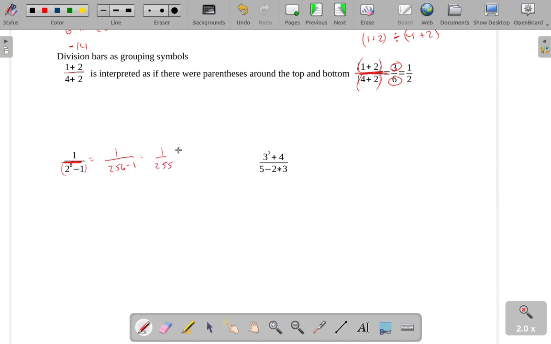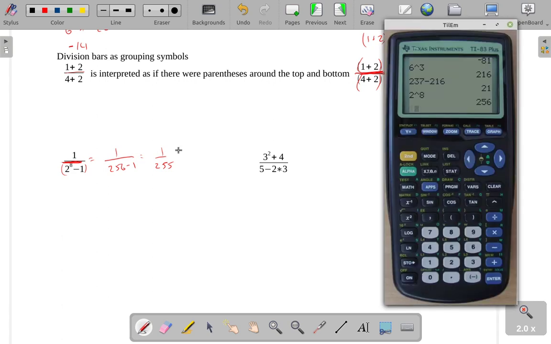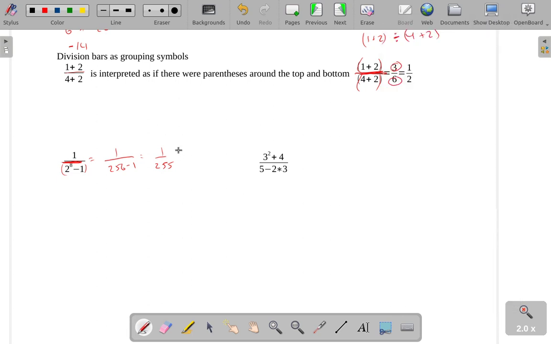And if I tried typing 1 divided by 255 into my calculator, it would give me a weird decimal, so I'm just going to leave it in fractional form. You can see 1 divided by 255 gives me 0.003921 whatever. 1 over 255 is a lot easier to deal with, and so it's also more accurate. So it's just a better version of the number.